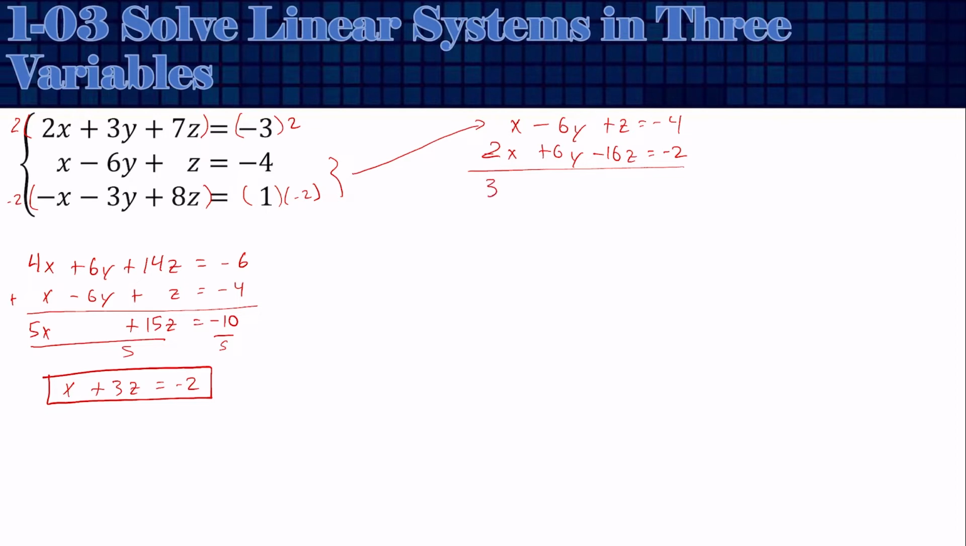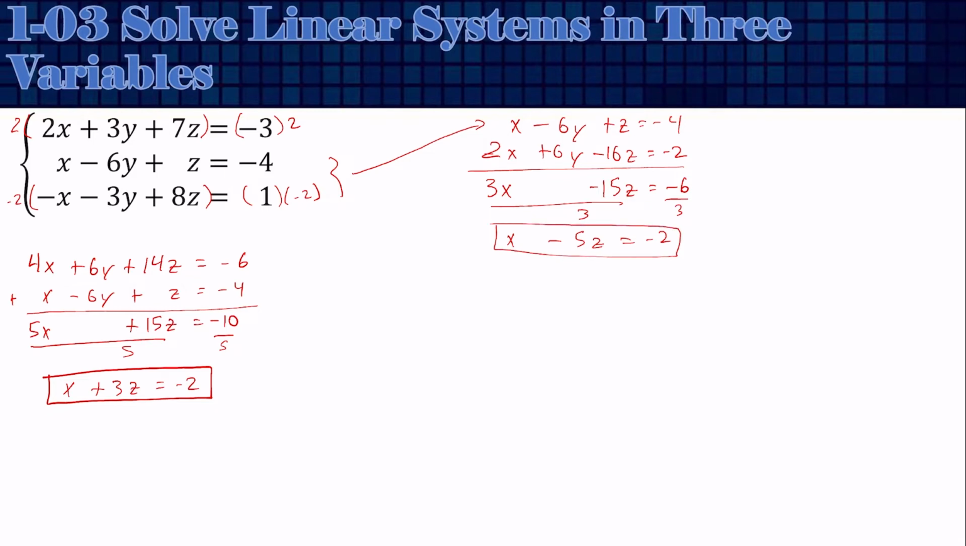So I'll have 3x. The y's will cancel out. I'll have negative 15z and negative 6. Notice here I could divide everything by 3. You don't have to, but it will make the numbers smaller if you can divide every number by the same thing. So there's my second equation.